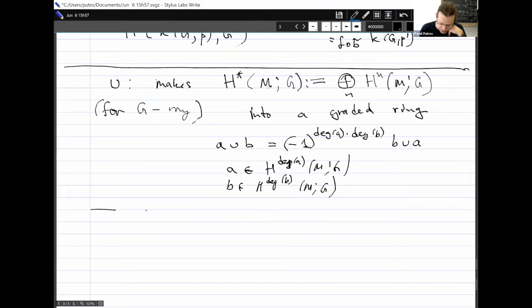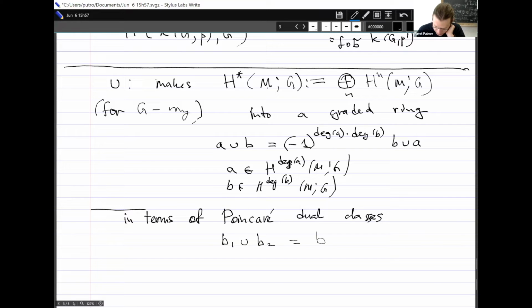Maybe it's also worth mentioning what is the interpretation of this cup product in terms of Poincare duality. So suppose we have cup product of B1 and B2 equals B, and B1 is, let's say, Poincare dual to the class of some cycle C1, B2 is the class of some cycle C2, and B is the class of some cycle C.